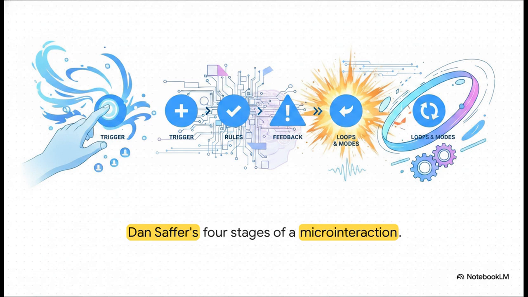Next, the rules kick in. They dictate what happens based on the internal logic of the app. After that comes the feedback, which is what you actually experience. It's the animation or the vibration confirming that the rule was executed. And finally, loops and modes determine the lifespan of the interaction. Does it repeat? Does it change the app's state? Every single well-designed microinteraction follows this exact blueprint.